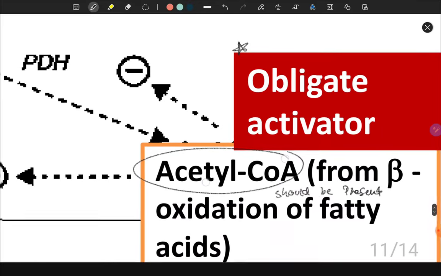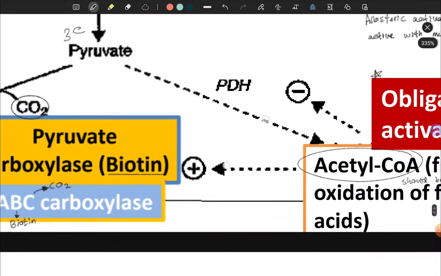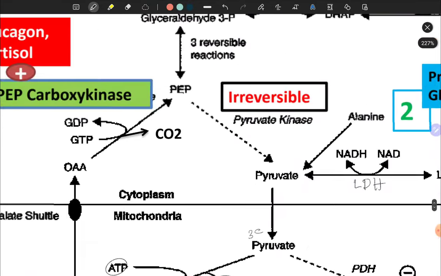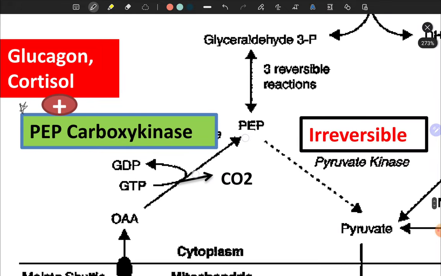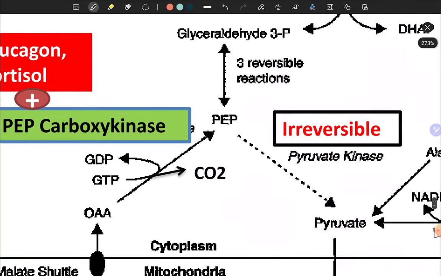Oxaloacetate, we'll see the second important enzyme in gluconeogenesis. This is called PEP carboxykinase. This enzyme converts oxaloacetate back to 3-carbon PEP. PEP, if I go on, goes to glycolysis, so this is the reverse step using a different enzyme. So PEP carboxykinase will again use GTP, convert it to GDP, and will remove the CO2.